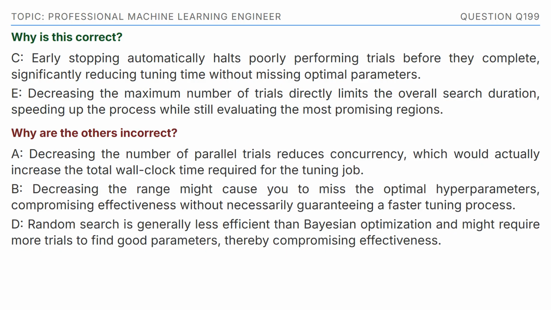A. Decreasing the number of parallel trials reduces concurrency, which would actually increase the total wall clock time required for the tuning job. B. Decreasing the range might cause you to miss the optimal hyperparameters, compromising effectiveness without necessarily guaranteeing a faster tuning process. D. Random search is generally less efficient than Bayesian optimization and might require more trials to find good parameters, thereby compromising effectiveness.